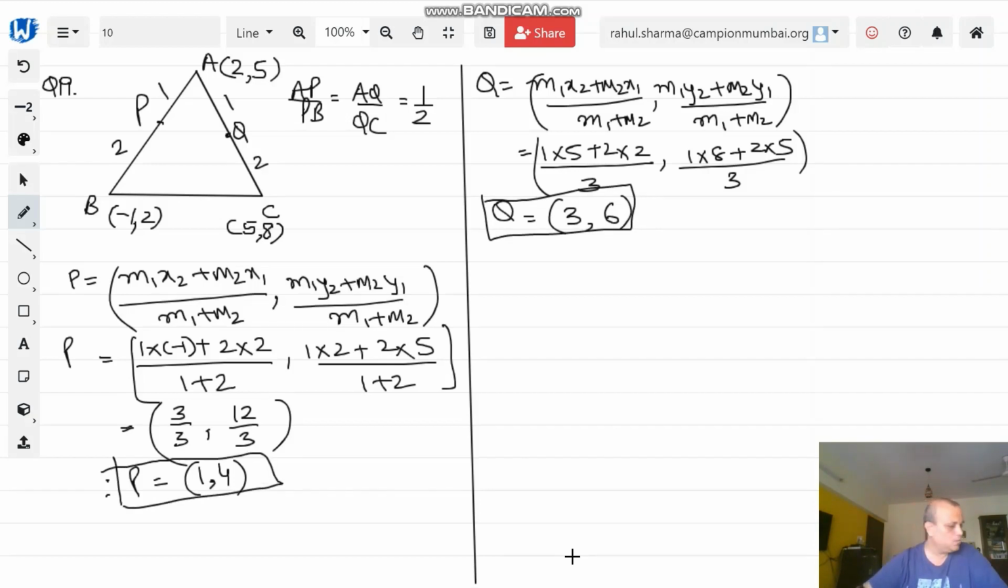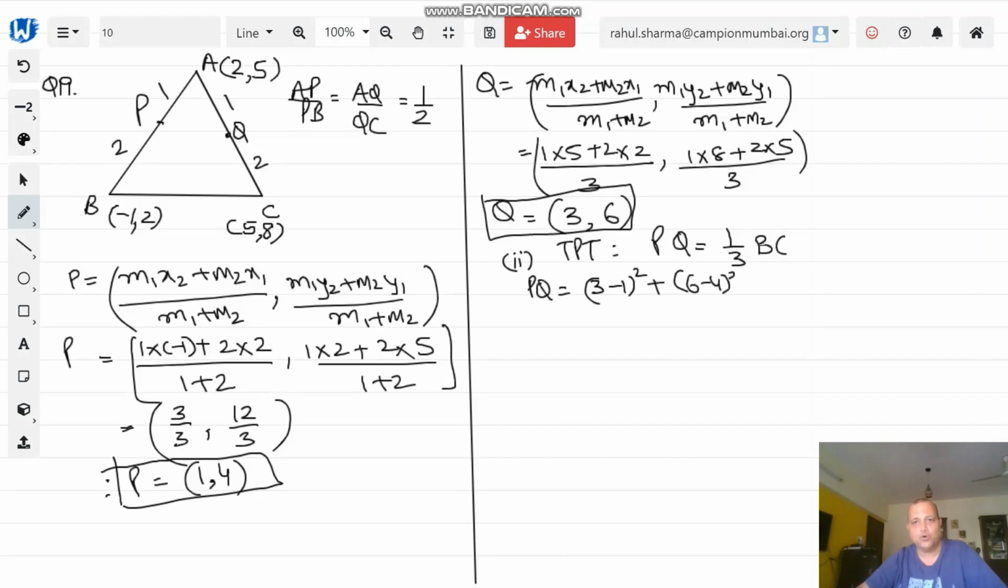What's part 2? Part 2 is to prove that PQ is equal to 1 by 3 BC, which means we will again have to find the length, again use the distance formula. So PQ would be equal to the square root of x2 minus x1, so that's 3 minus 1 whole square plus 6 minus 4 whole square. So this is 3 minus 1, that's 2 square, 4, plus 2 square, that's 4. So this is equal to square root 8, which is basically 2 root 2 units. Done. Let's try and figure out BC.